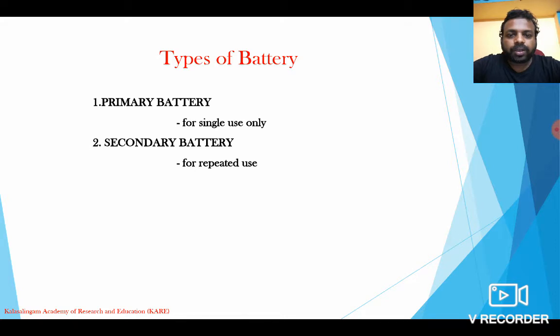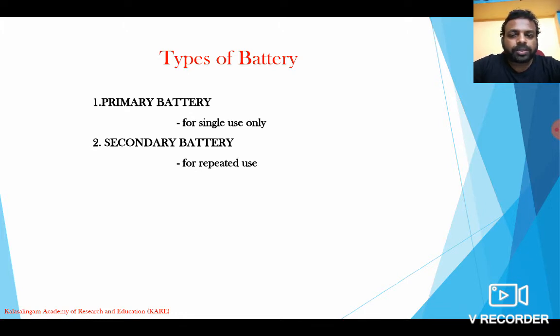In continuation with the last video, today we are going to discuss types of battery. In the last video we discussed what a battery is, the basic classification of batteries, and the applications of various batteries, right?